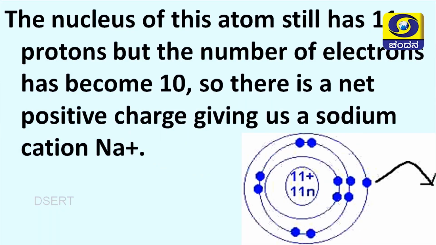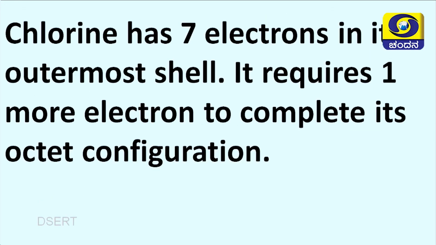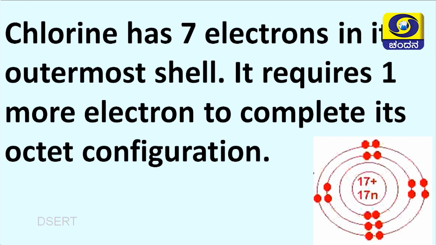Now, you can see here the electron that the sodium has lost will make the ultimate charge on the atom Na plus. Now, let us see chlorine. Chlorine has 7 electrons in its outermost shell. It requires one more electron to complete its octet configuration. It has one electron short of the octet configuration. You can see here, one electron is short for that octet configuration.